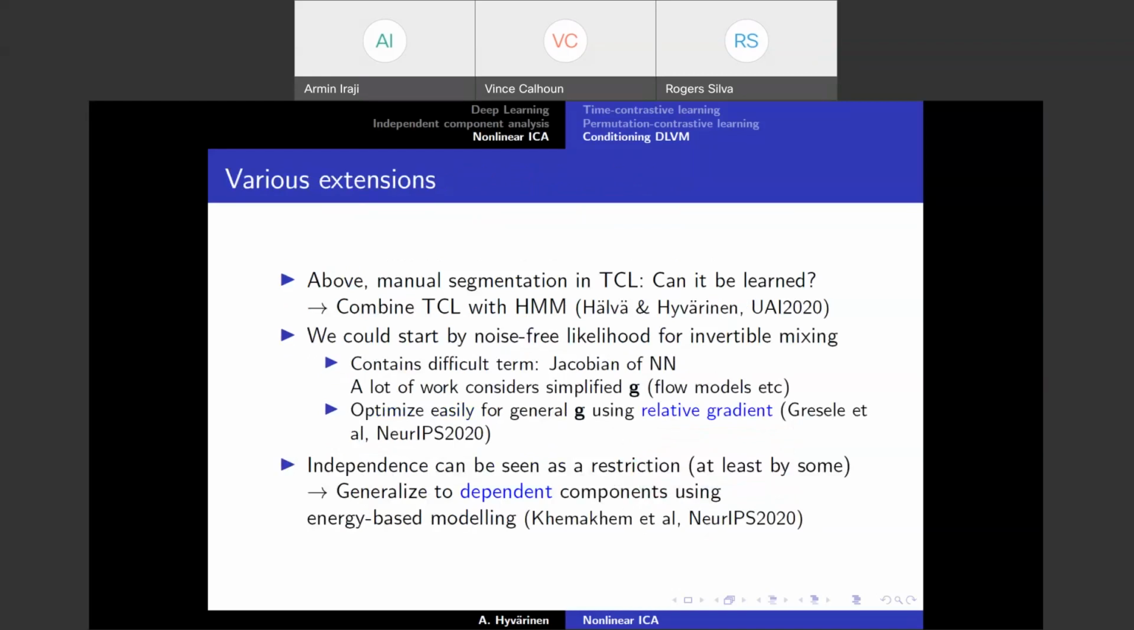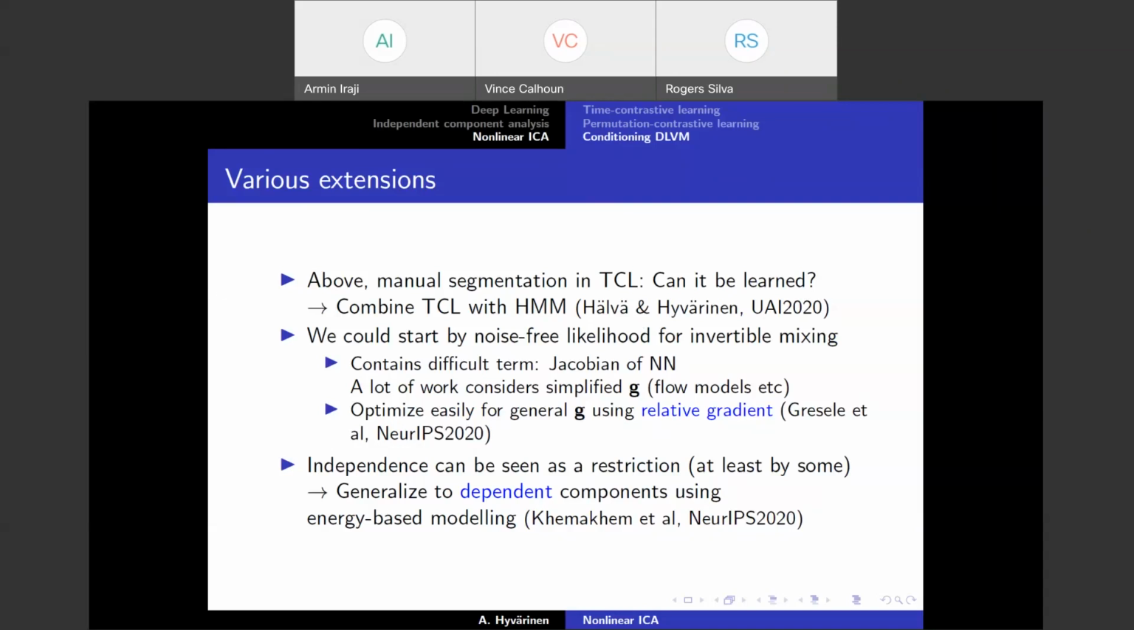Okay, and then just very quickly, I will mention some extensions that we have recently developed. We have this time contrastive learning where you manually segment the data. That's of course a bit annoying, so the question is whether it can be learned. And yes, we showed that you can have a hidden Markov model that models this segmentation.